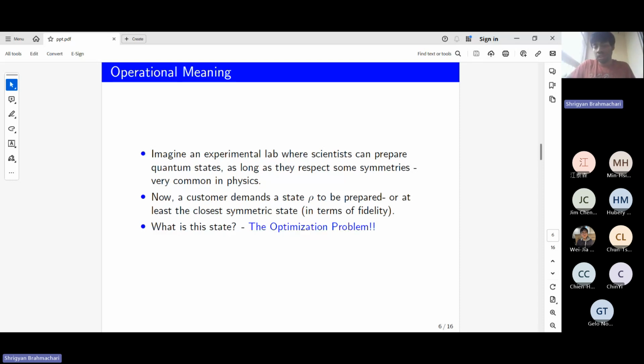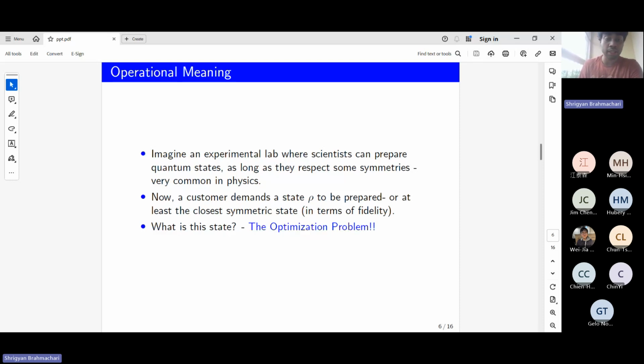Now a customer comes and demands some state rho to be prepared. If the state rho is already symmetric, great, you can prepare rho exactly. But if rho is not symmetric, then the question becomes, what is the closest symmetric state in terms of fidelity? That can be a difficult computational problem, at least. What this algorithm offers to the scientists in this lab is a quick, efficient way to find what state to prepare. And it also tells you how close it is to rho. So that's the operational meaning.